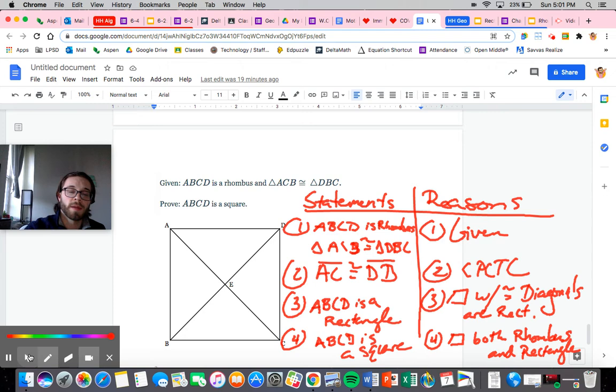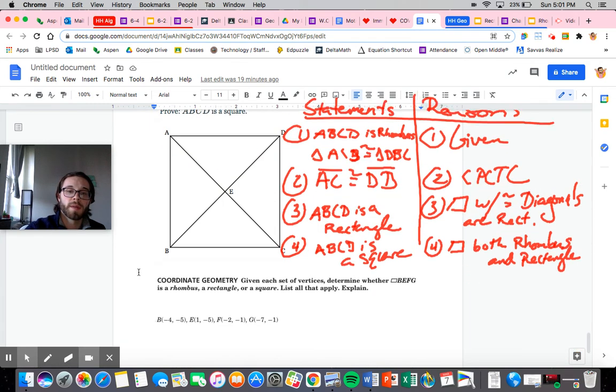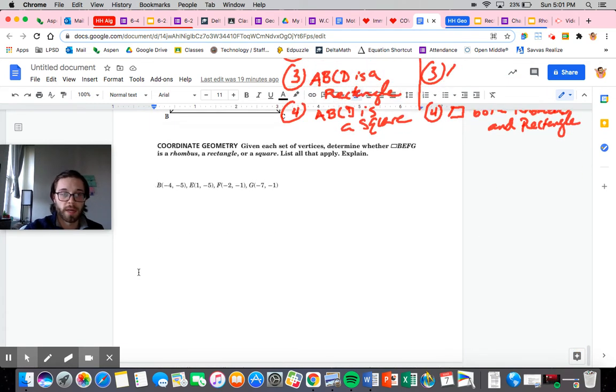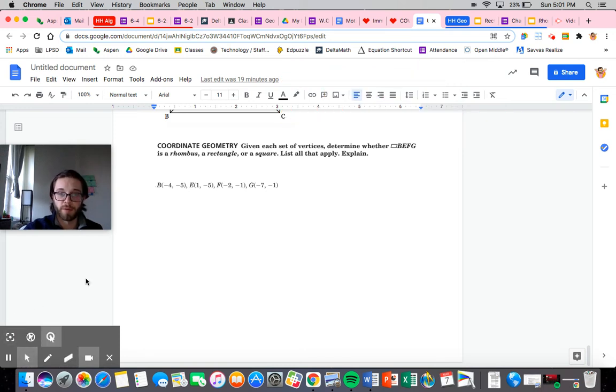All right, now last thing I want to show you comes down to what if I just gave you those as coordinates? And then I said, how do you tell me that this is a square? Well, once again, you have to show me that something is both a rhombus and a rectangle. And then if it's both, it's a square. So when you list all that apply, it could be just a rhombus. It could be just a rectangle. It cannot just be a square. If you have a square, you have the other two.